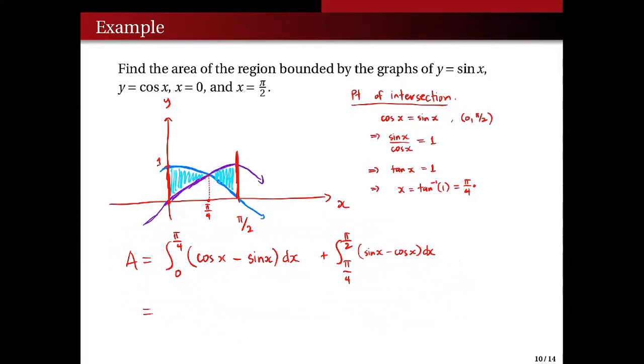So in here, integral of cosine x, that's just sine x. Integral of sine x, that's negative cosine, so we will have plus cosine x here. And then we evaluate this from 0 to pi over 4. Then plus, here we have the integral of sine, that's negative cosine x. And then here, integral of cosine, that's sine, but we have minus there, so we have this. Then we evaluate this at pi over 4 and at pi over 2.